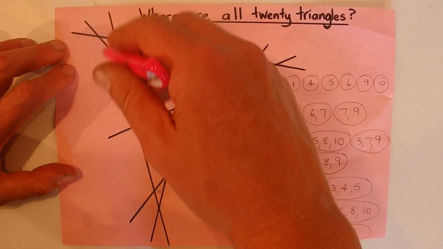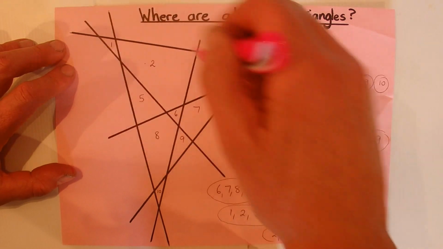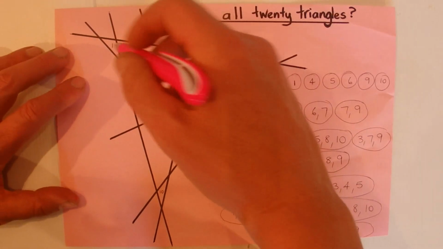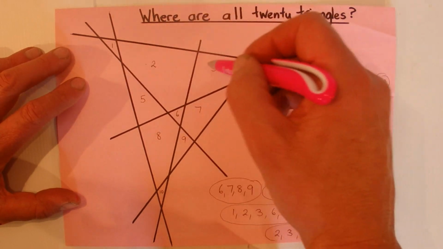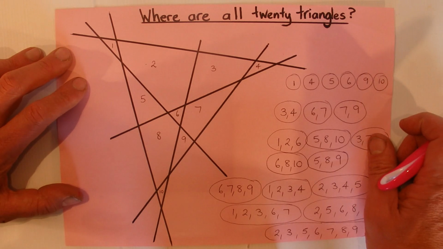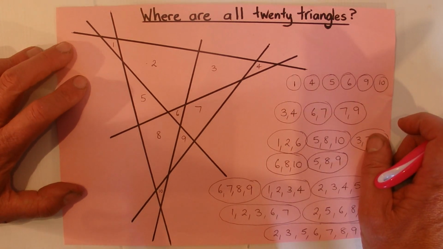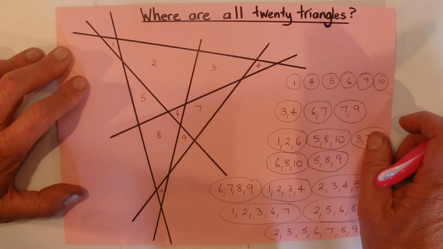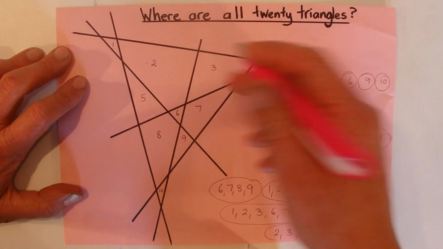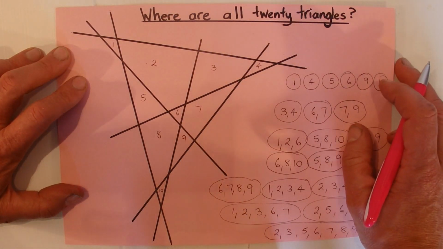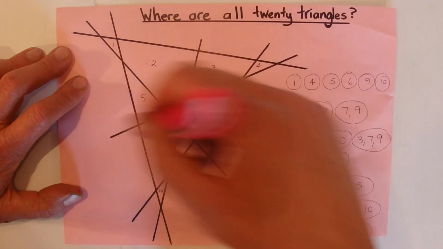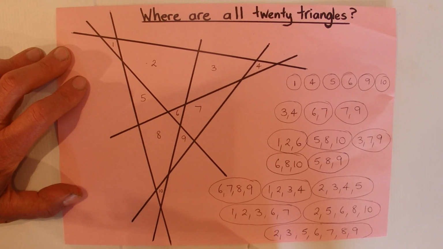Once all those lines cross, you're left with 10 enclosed shapes, and I've numbered those 1, 2, 3, 4, 5, 6, 7, 8, 9, and 10. That's going to help me show you where all these triangles are located. There's a formula you can use to work out the maximum number of triangles created by 6 lines.